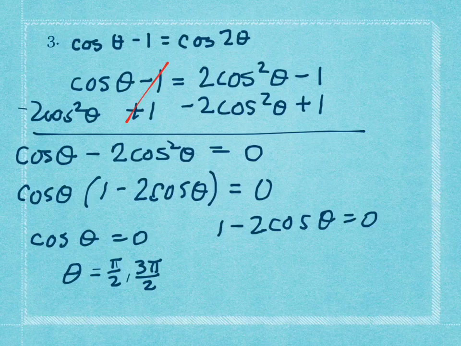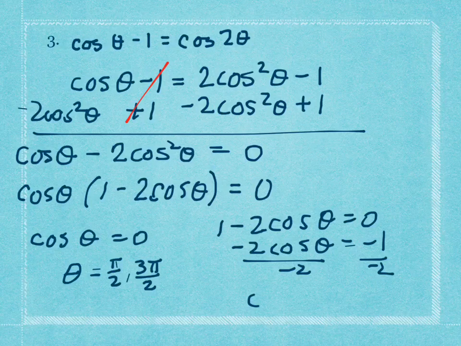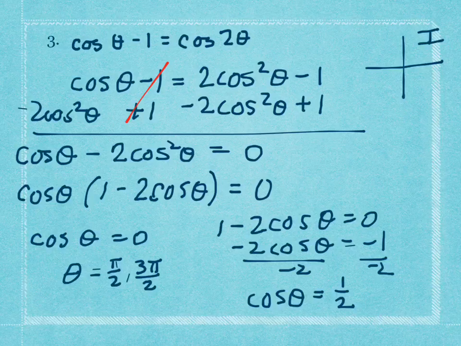The other ones require a little bit more work. I have to do what? Subtract 1, and then divide by negative 2, actually. So if I subtract 1, I have negative 2 cosine theta equals negative 1. And if I divide then by negative 2, I have cosine of theta equals 1/2. Okay, so unit circle, cosine equals 1/2. Well, cosine is positive in which quadrants? 1 and 4. So you need to be looking in quadrants 1 and 4 in your unit circle for the cosine value, which is the x coordinate, to equal 1/2.